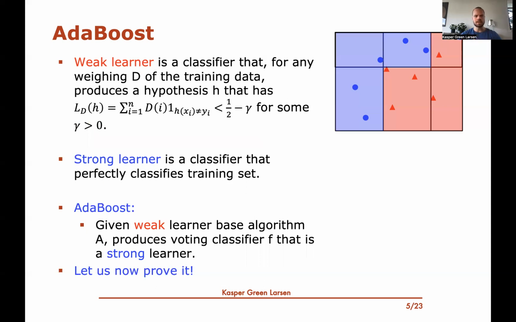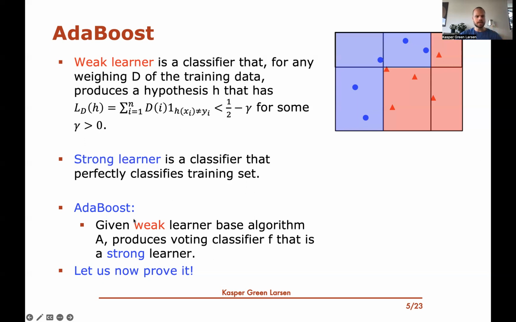Okay, so to prove that, we have to be a little bit more formal. A weak learner now is a classifier that for any weighing of the training data set, will output a hypothesis whose weighted 0-1 loss is a little bit better than guessing, meaning that it's less than 1/2 minus gamma for some strictly positive gamma. So this is what a weak learner is. You can feed in a reweighing of the data set, and it's promised to return a hypothesis whose error on this reweighing is no more than 1/2 minus gamma. Okay, so that's the definition of the requirement of a weak learner. And the strong learner is still something that perfectly classifies the training data.